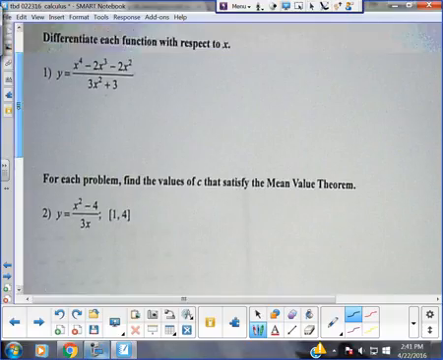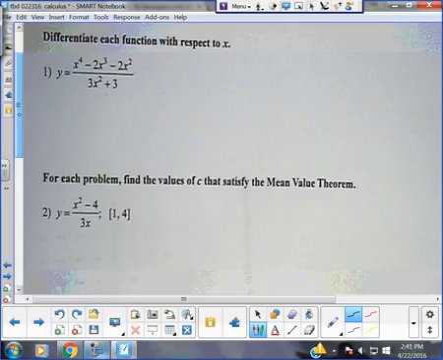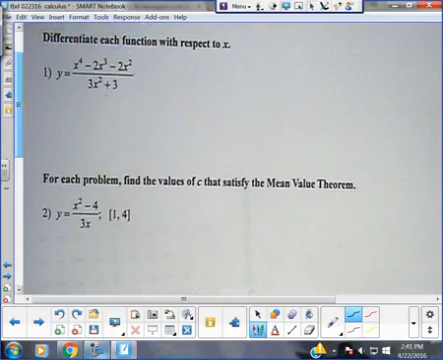And number 1 was just differentiate the function with respect to x. You notice right away that there's no easy way to, you don't want to do polynomial division, do we agree? We don't want to try to divide this. There's no easy way to make it a product rule, so we have to use the quotient rule, where the top is f, the bottom is g.